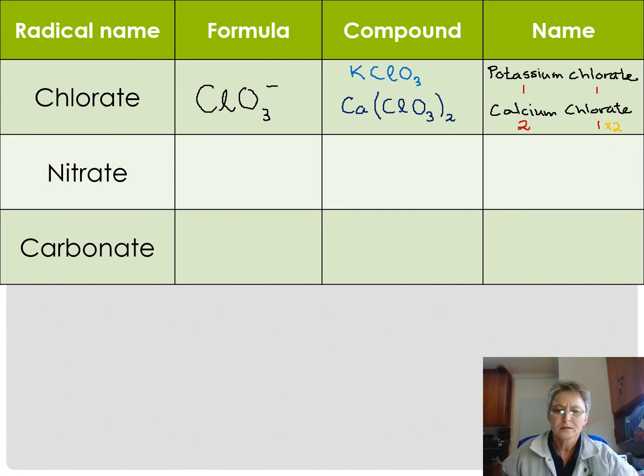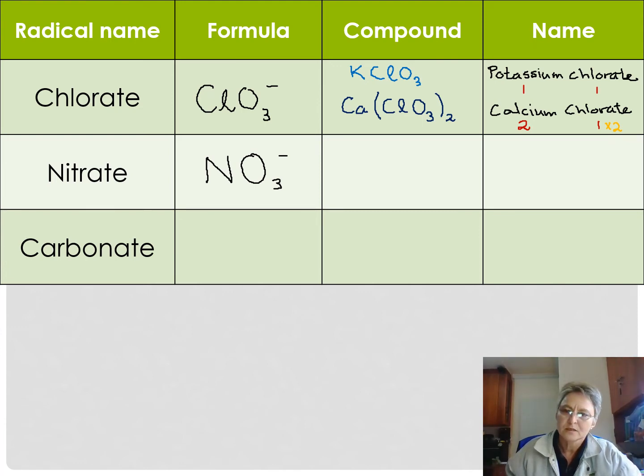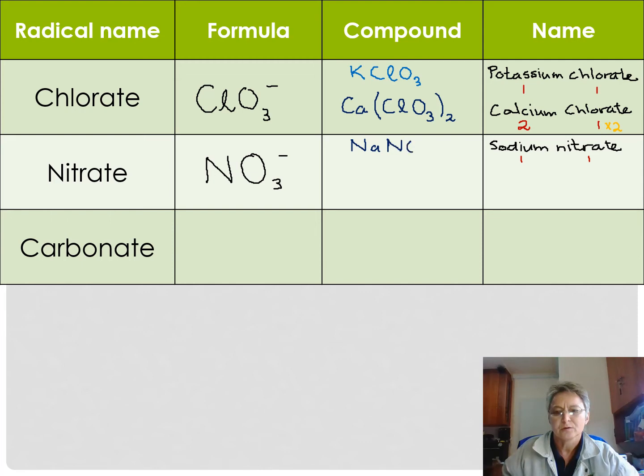The next compound ion I want you to know is the nitrate ion. So it's got nitrogen and oxygen in the ratio 1:3, and the nitrate ion also has 1 negative charge on it. An example of a compound is sodium nitrate. Now, just like potassium, sodium is in group 1, so it's got 1 valency, and the nitrate's got 1 negative charge, so its valency is 1. So the formula for sodium nitrate is NaNO3.